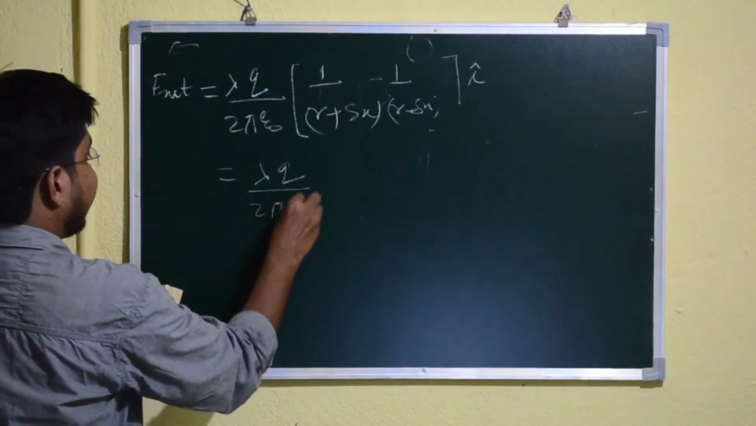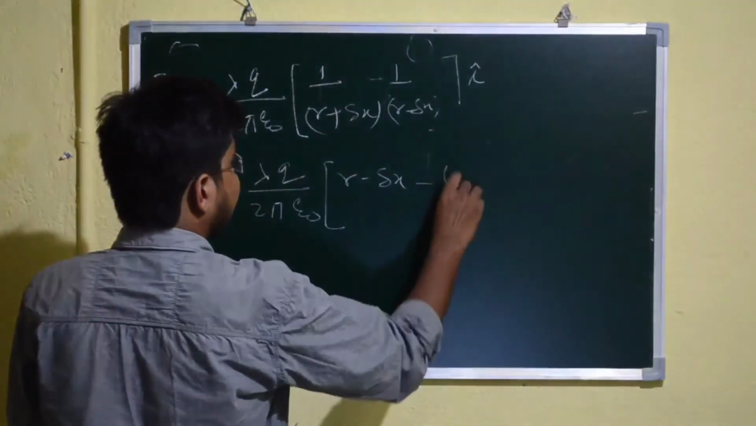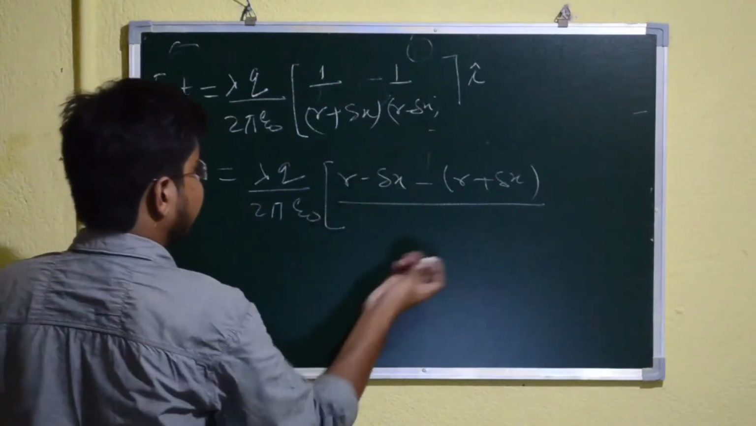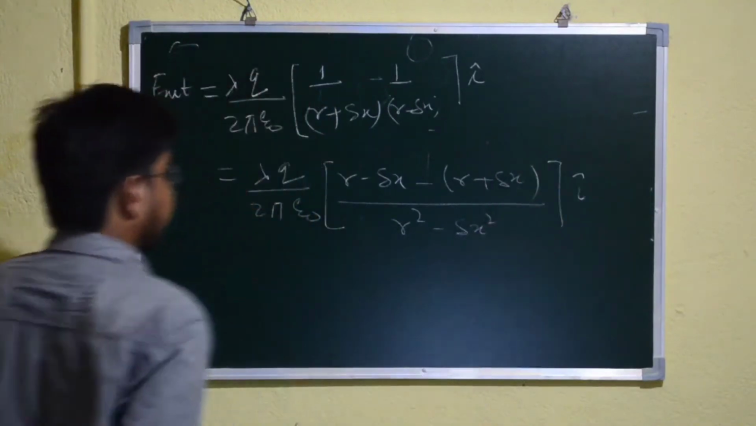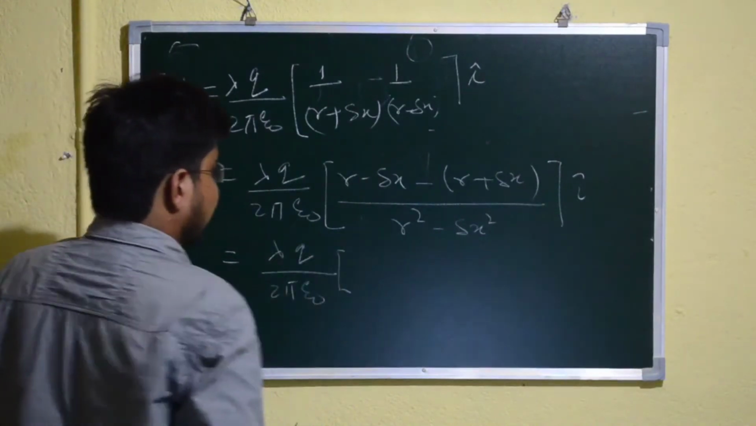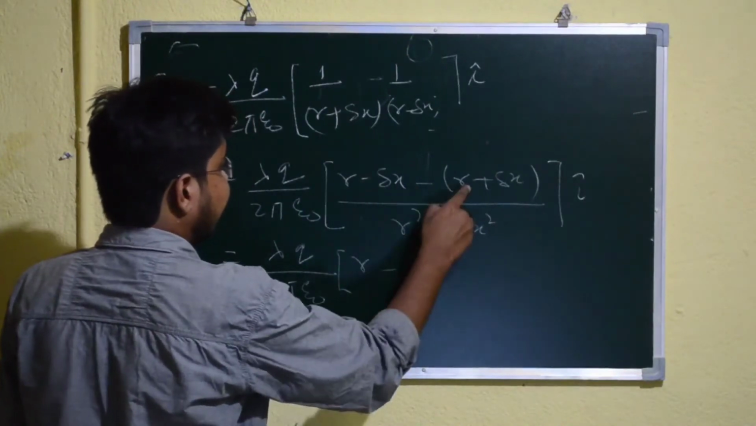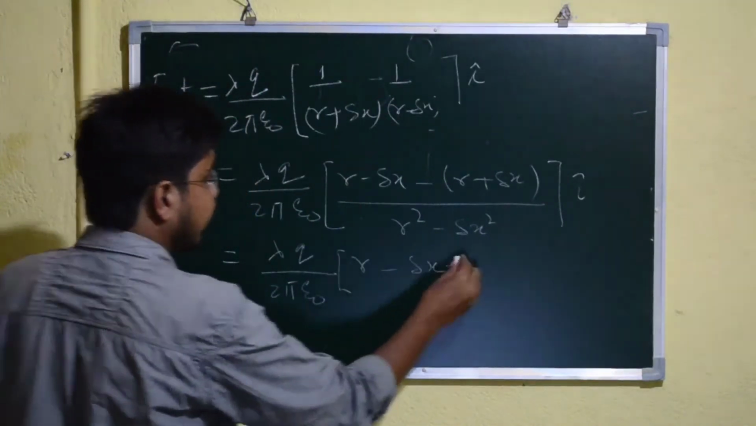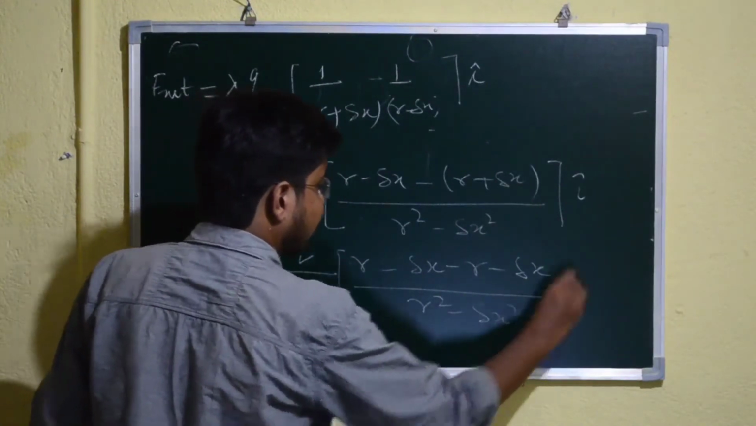Lambda q by 2 pi epsilon naught, (r minus delta x) minus (r plus delta x), whole divided by a plus b into a minus b. We can simply write r square minus delta x square, i cap. Now we have lambda q by 2 pi epsilon naught, r minus delta x, again minus r and minus delta x, then r and minus r cancel out, over r square minus delta x whole square, i cap.